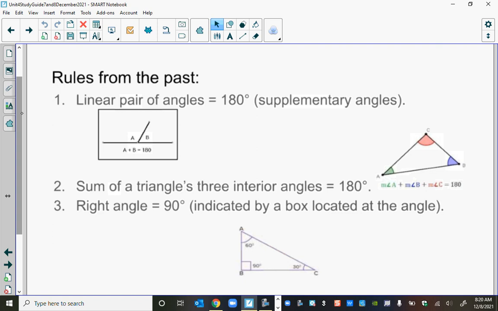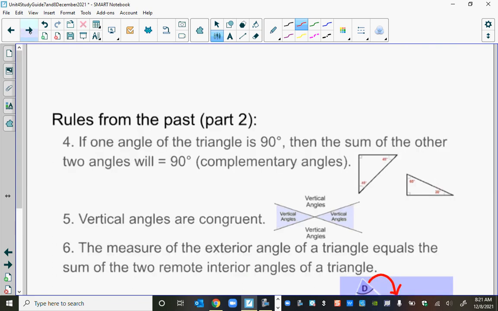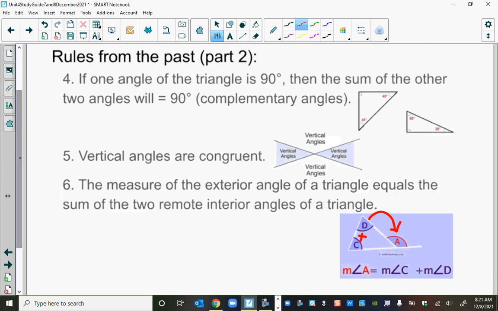And then, as always, a right angle, 90 degrees, indicated by that box. Box right here. Anytime you see it, you can safely assume that's a 90-degree angle. Now, one angle is 90 degrees. The other two have to add up to 90 as well.